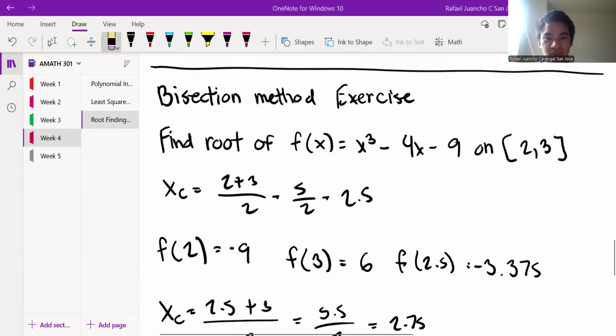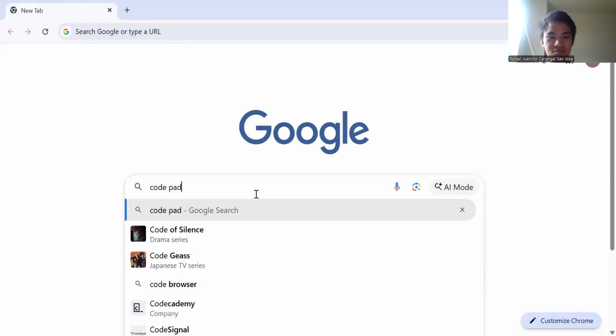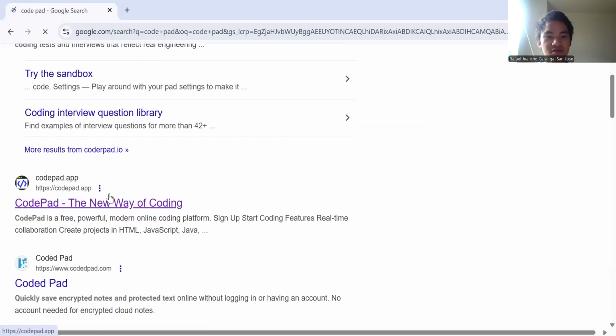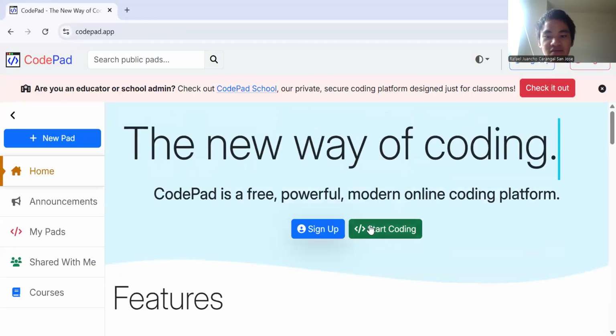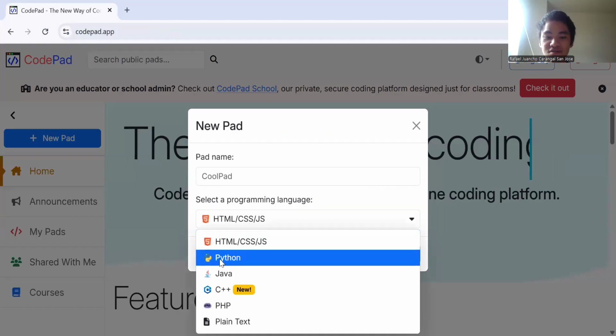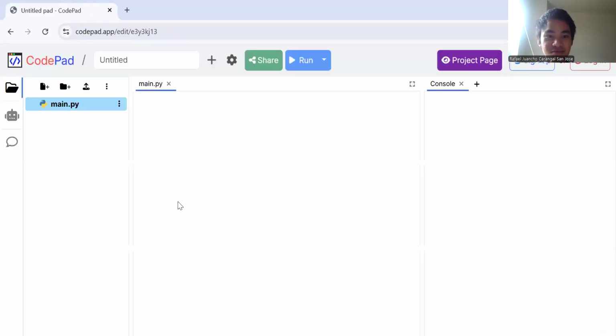I'm going to do this in Python. So here's what we're going to do. I'm going to open a new window and share that window. I'm going to go to CodePad and do this root finding algorithm. I'm going to code it up, and I'll show you guys that for every iteration, it does converge to a root. So that's something we're going to look at.